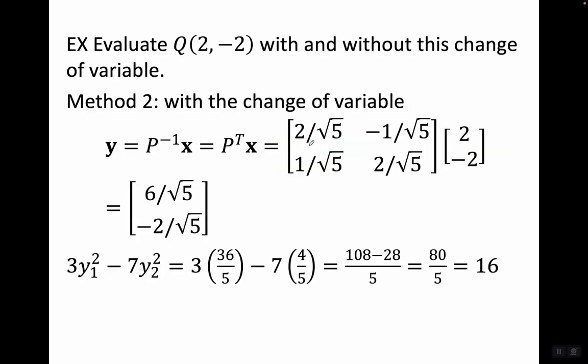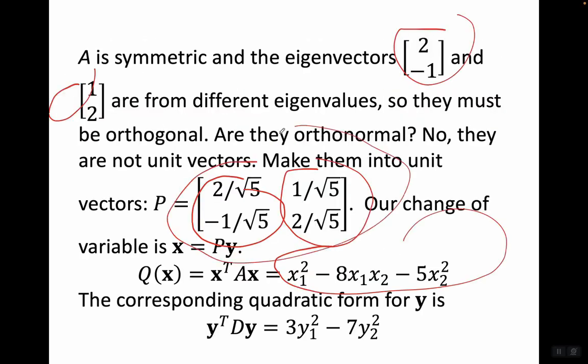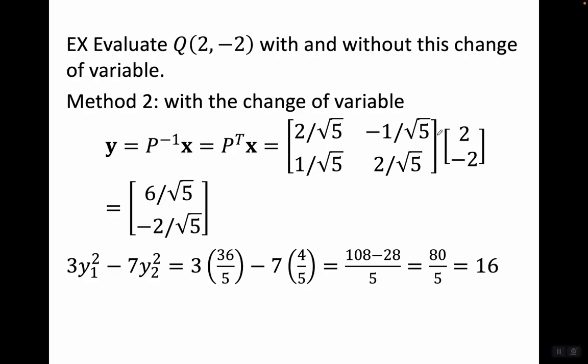Method 2, with the change of variable, we've got y equals P inverse x. y is P transpose times x. That's another way of writing P inverse times x, same difference. Again, this is what P looked like. So P transpose is going to look like this. You're interchanging these two. So we have (2 over root 5, 1 over root 5), (negative 1 over root 5, 2 over root 5), times (2, negative 2). We're going to use that to figure out what the y-coordinate is. When you multiply those together, you find that y is (6 over root 5, negative 2 over root 5).